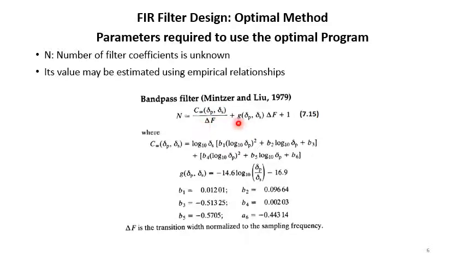Similarly, G function of impulse of P and impulse of F is defined here. I think that's very straightforward. Just using a calculator, provided you are given the value of impulse of P and impulse of S, that is the passband ripples and stop band ripples, we can easily find the value of this one and this one. Simply summing this with this plus 1 will give us a rough estimate of the number of filter coefficients required for the given specifications.